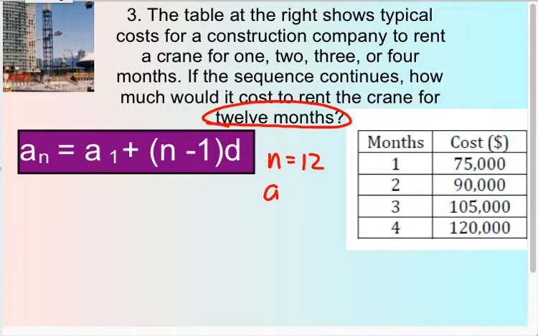a sub 1, your first term. Well, our first term here in this case is 75,000. What else do we need to find? Well, we need to find our common difference. If we can find that, we can plug it into this formula for finding the nth term and solve it.